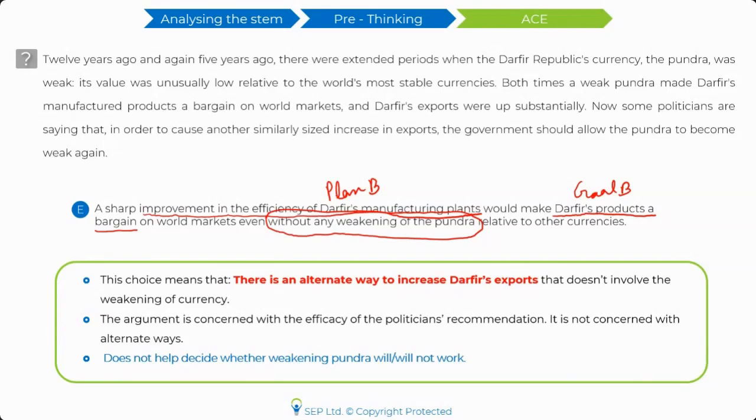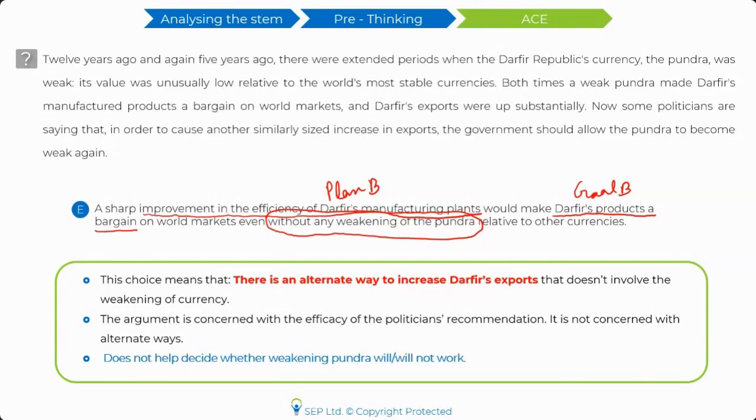So Christian, please understand. If plan B said that the result would be achieved with a more size increase in exports, that would be a correct answer. Point is not that, Christian. Point is you have to prove actively that weakening the Pundra will not work. So plan B could be anything. All right? Plan B could be anything. But I want to show that weakening the Pundra, which is my plan A, that won't work. All right? Therefore, introducing an alternative plan does not automatically cancel out the first plan.